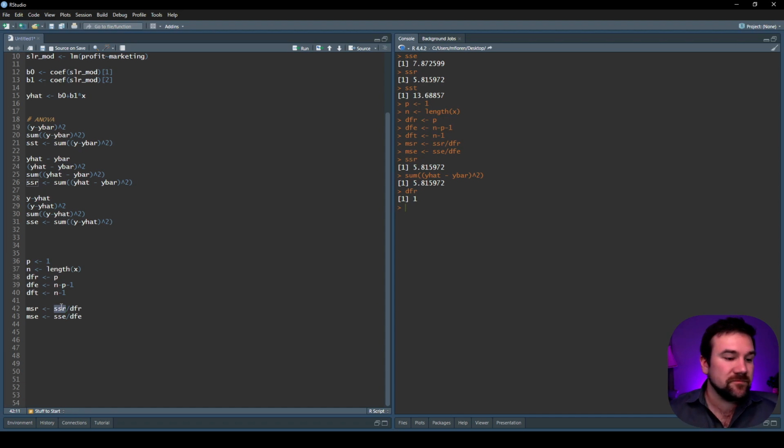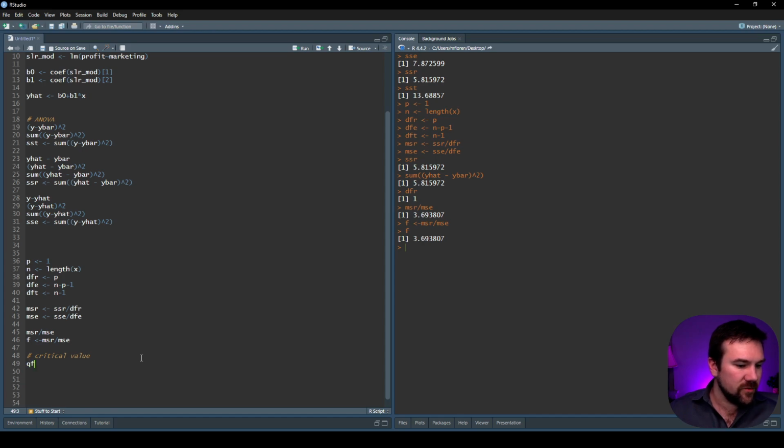That's it. All right. Moving on here, we have F, which is going to be the MSR, mean squares regression, over the mean squares error. That's my F ratio. And this F is just my test statistic. So once I'm here, I have my test statistic and I can go on and look at my critical value.